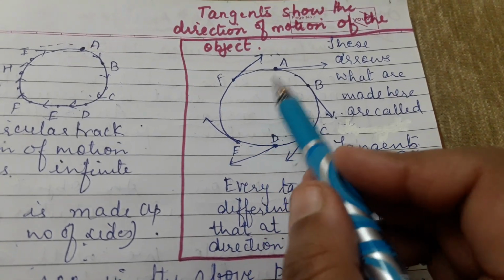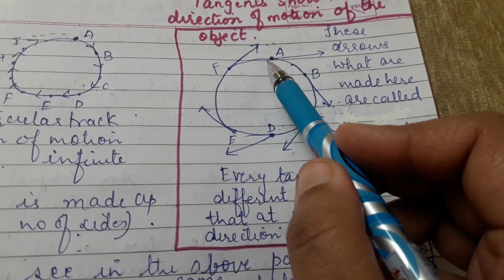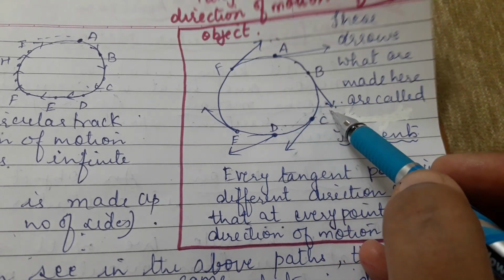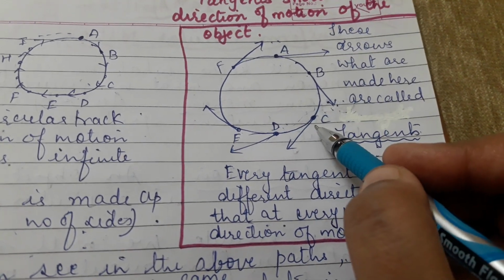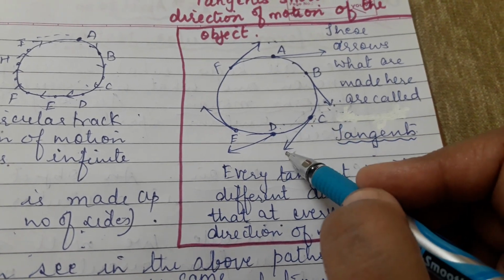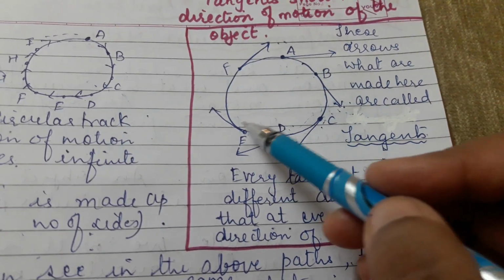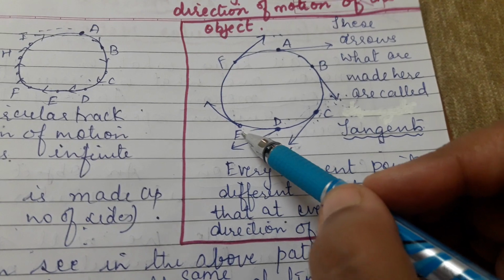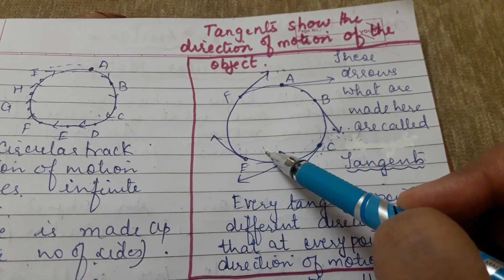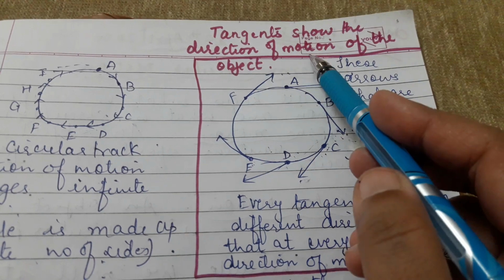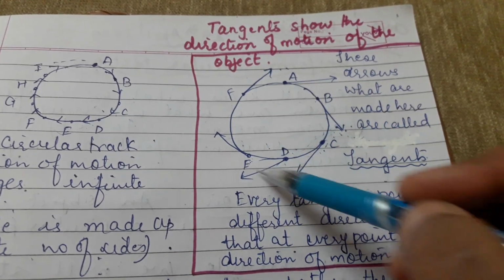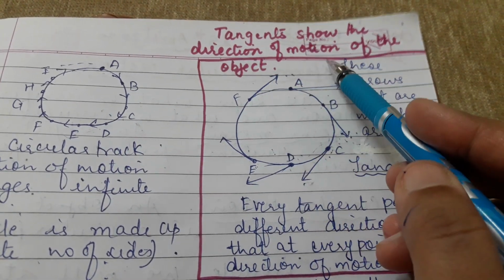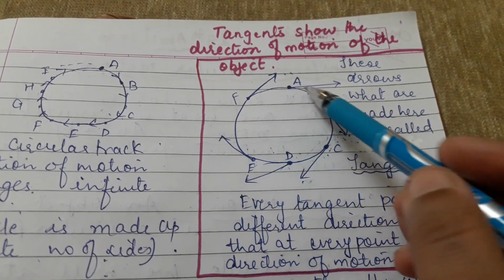Now, when I make the tangent at A, the direction of this tangent is towards this side. When I make the tangent at B, it is towards the other side. At C, the direction of the tangent is some other side. So when you look at this diagram, you will understand that every tangent is pointing in a different direction. Now, what is a tangent? A tangent shows the direction of motion of the object on a circular path.